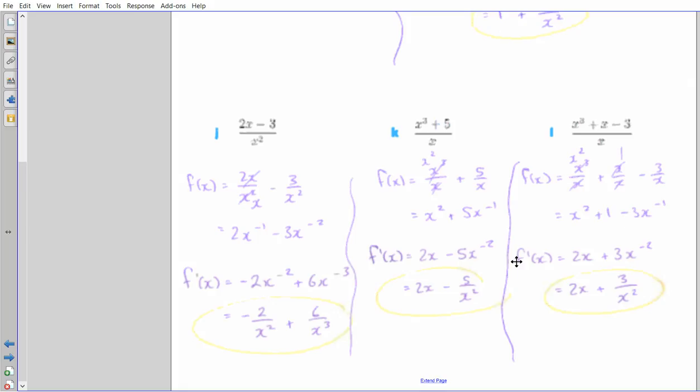Original function, now do the calculus. That becomes 2x to the power of 1. Constant function floats away. It becomes positive 3x to the power of negative 2. If you need to write this as positive indices, you just take this and bring it down and make that a positive x squared.